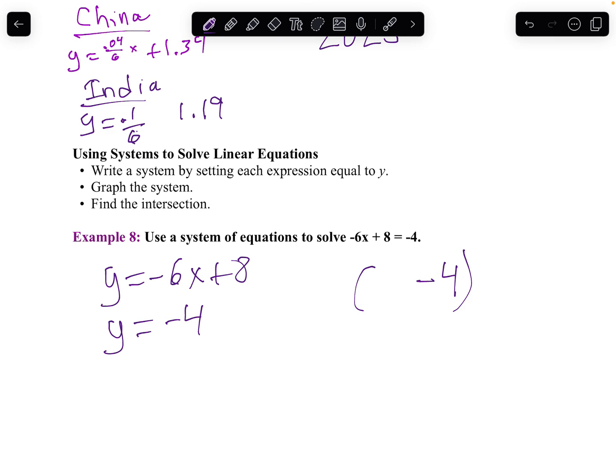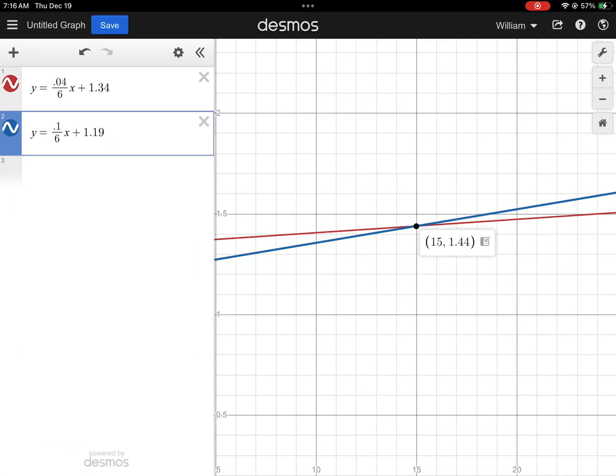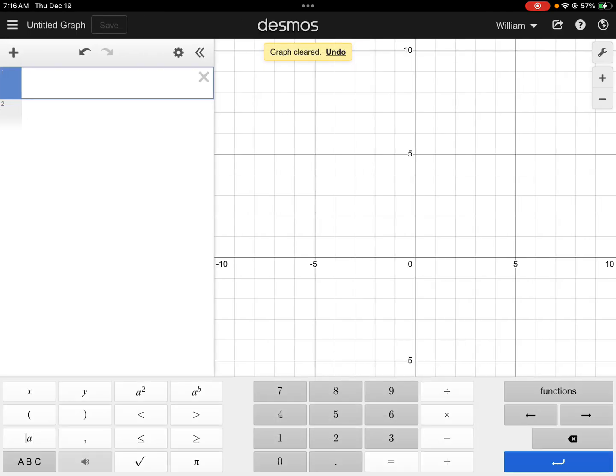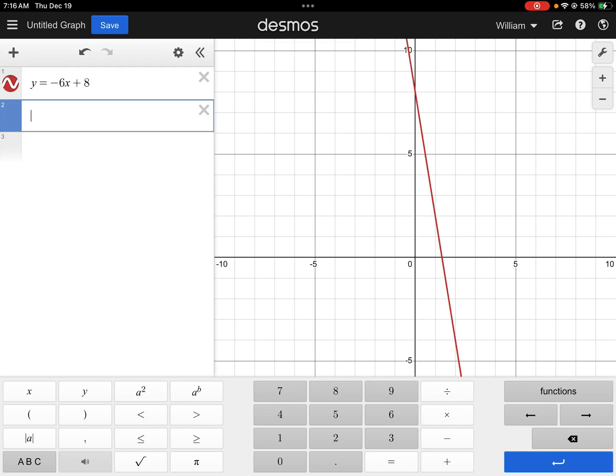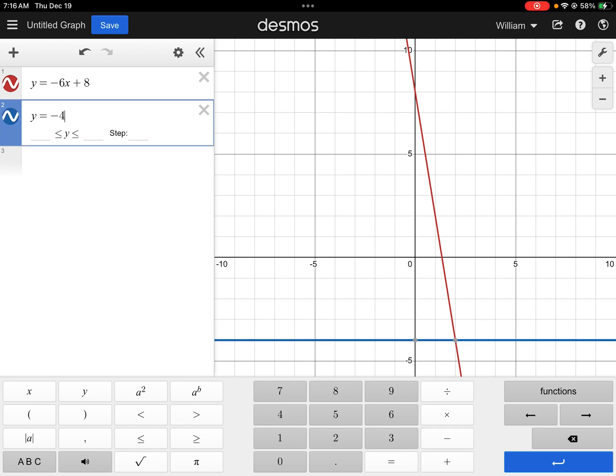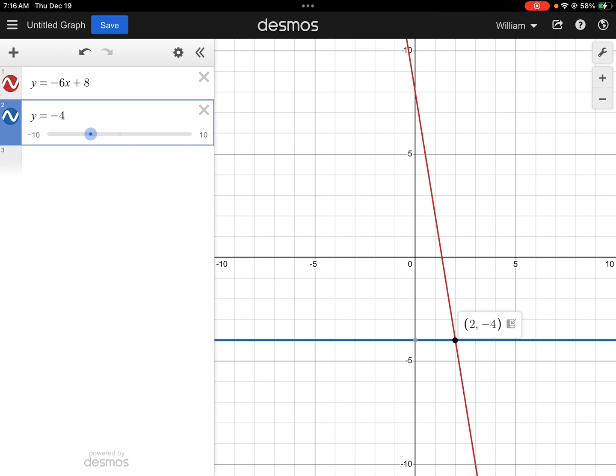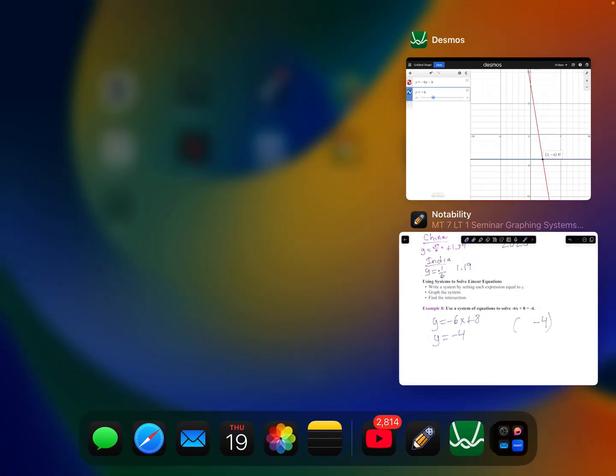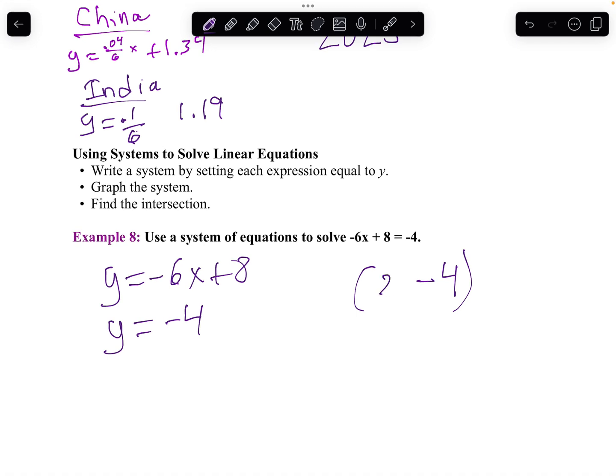So I'll do y equals negative 6x plus 8. I think I'll make a new graph here. So I'll say y equals negative 6x plus 8, y equals negative 4. And notice they cross at 2 and negative 4, just like we predicted. So x is going to be 2 when they cross, so x is 2, y is negative 4. There's our solution.